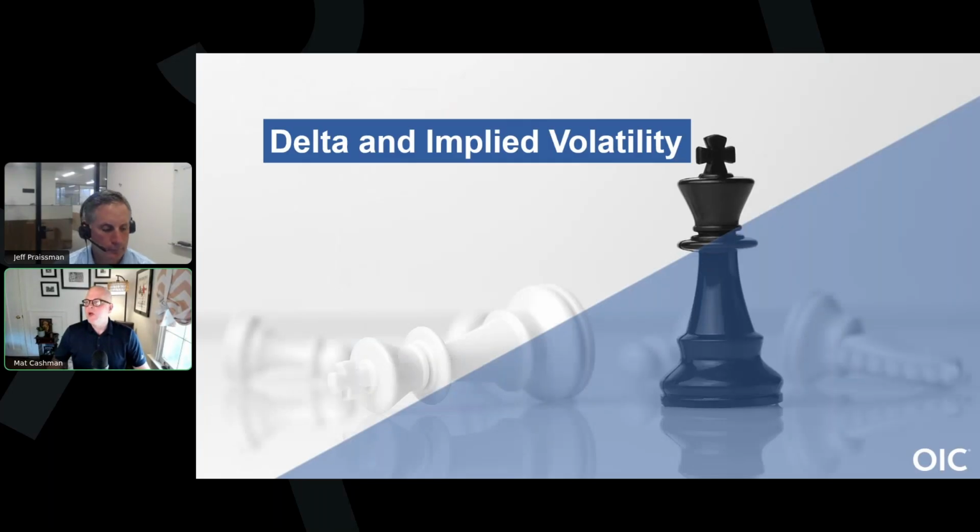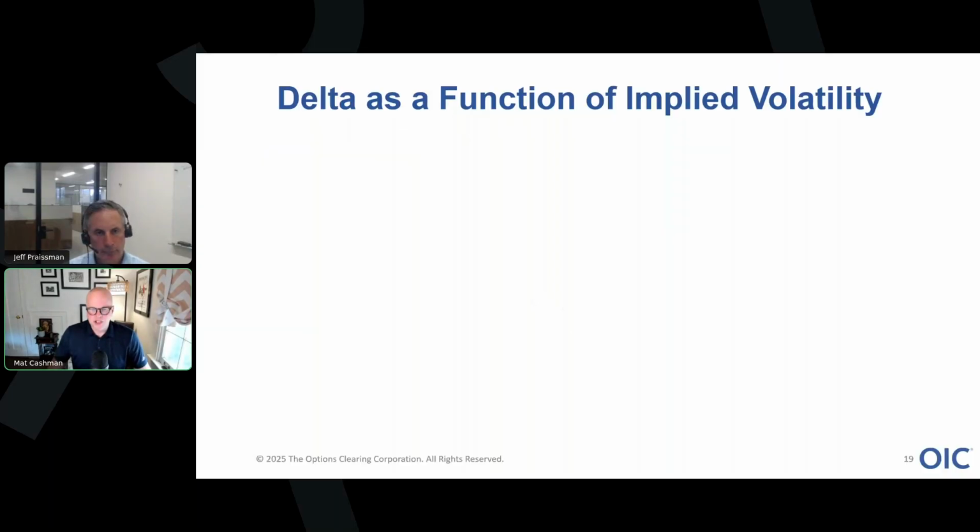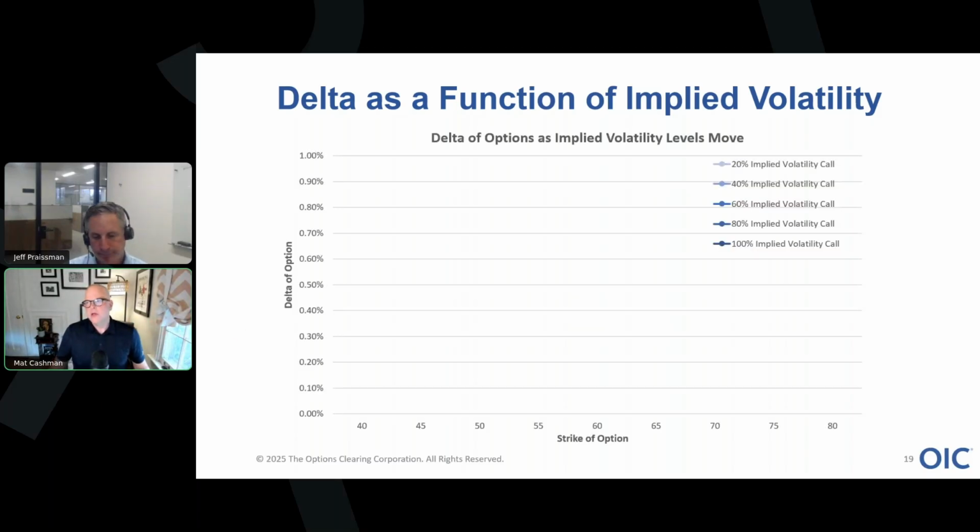Because one of the things that people, I think, don't think about enough is how the Greeks are related to implied vol levels. Delta as a function of implied vol. I'm going to walk through delta, gamma, and theta, basically, and talk to you about how those are related to implied vol. I'm going to try to give you the same scenario in all three so that you can understand exactly how this works. We're going to take the same options and I'm going to run through what they look like on a 20 vol, a 40 vol, a 60 vol, an 80 vol, and a 100 vol.